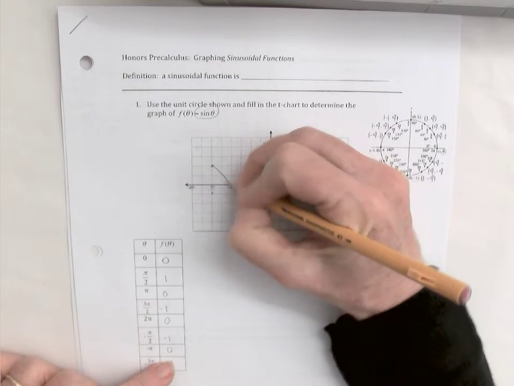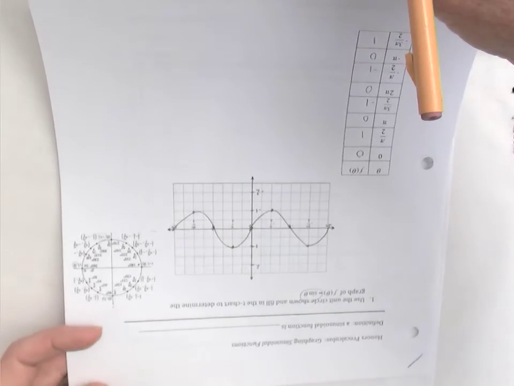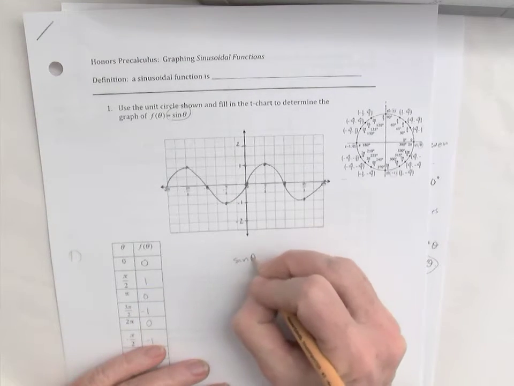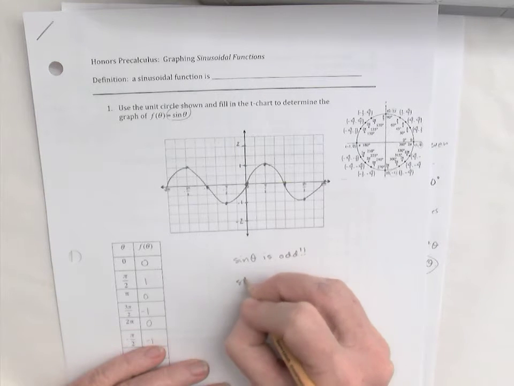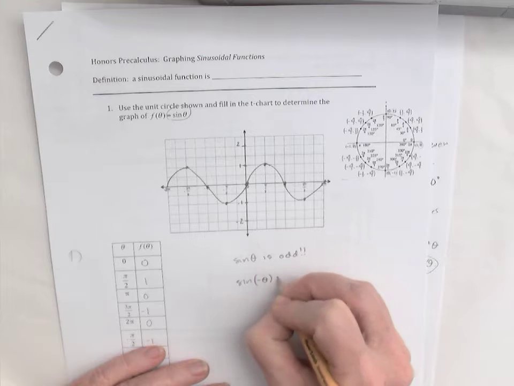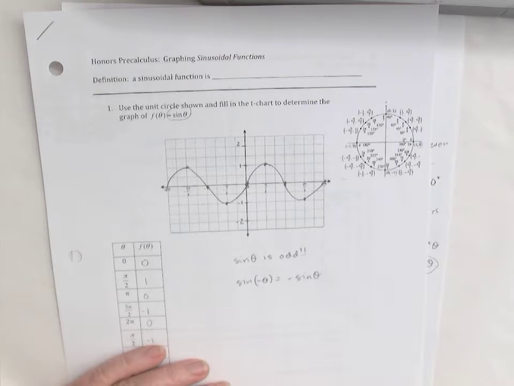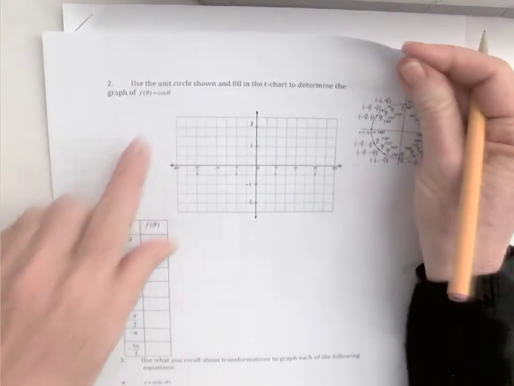And one thing that we can notice is that this has rotational symmetry. If I was going to rotate this 180 degrees, I'd get the same looking graph. So this tells me that sine of theta is an odd function. And we had already been saying that, right? We had said that the sine of negative theta is the same thing as the negative sine of theta on the unit circle.